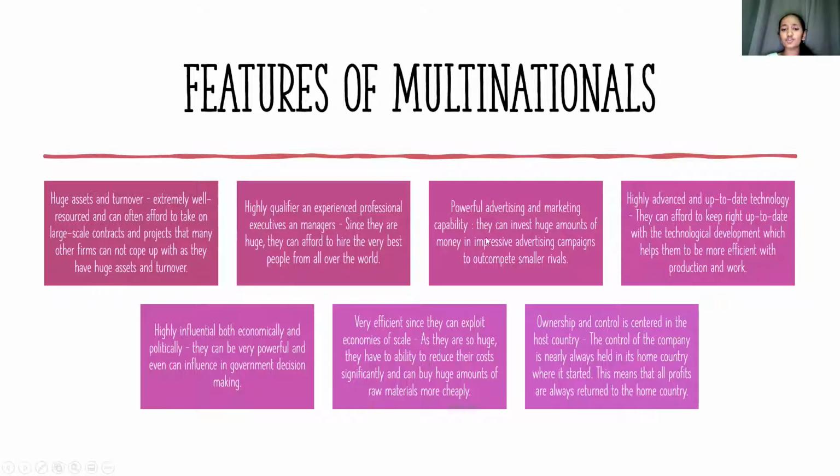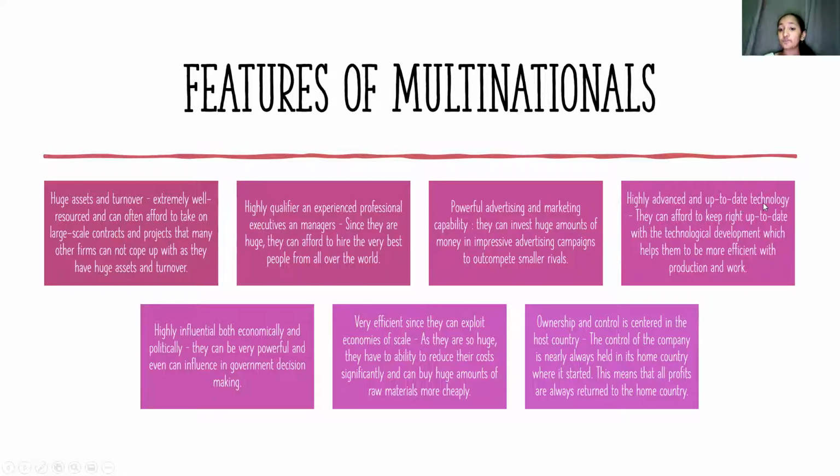They can invest huge amounts of money in impressive advertising campaigns to outcompete smaller rivals. If they are marketing more impressively, like Coca-Cola, they show so much emotion and enthusiasm while drinking it. That will improve the sales of the product. So they can do that very effectively.